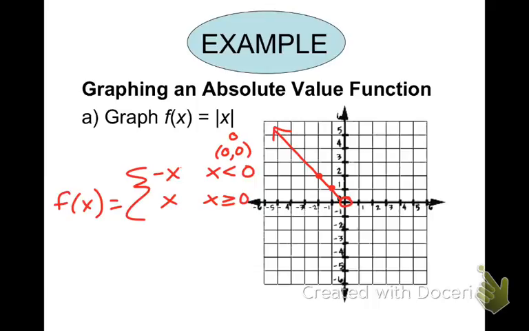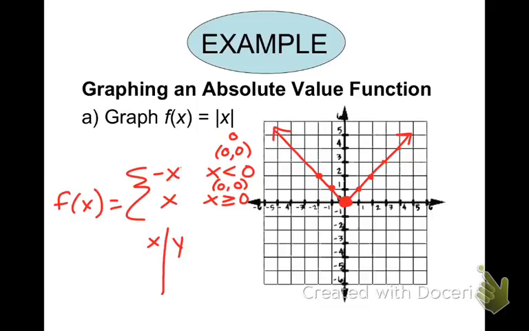Now let's do the other one. If I plug in 0 here, what do I get? 0. That's going to turn it into a closed dot. And from there, what am I going to do? Up 1 over 1. So what shape does our absolute value graph make? A V.